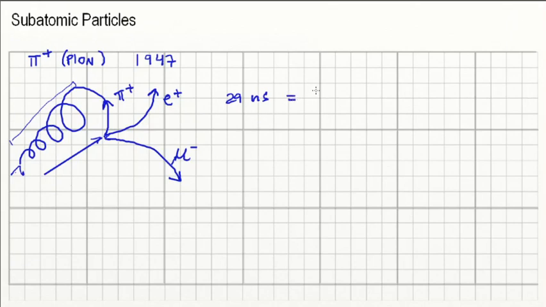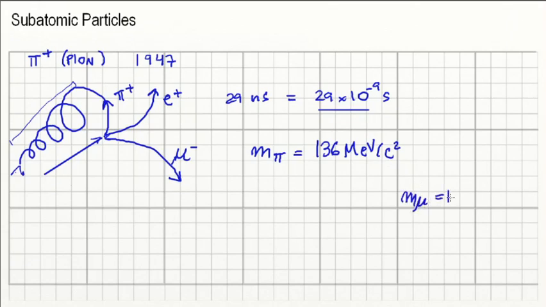And if the other one looked small to you, this is basically 100 times smaller. It's 29 times 10 to the negative 9 seconds. That's really quick. So it takes about 100 times less than the muon. Now, the mass of the pion is about 136 mega electron volts per c squared. And again, you don't have to memorize those numbers, but it's good for you to have a point of reference to compare how massive one is compared to the other. So for example, the mass of our muon was 106 mega electron volts per c squared. So we can see that this is a bit more massive than the muon.